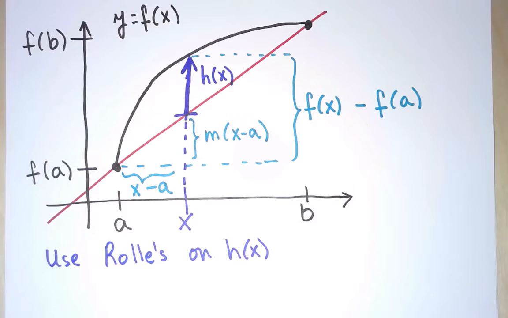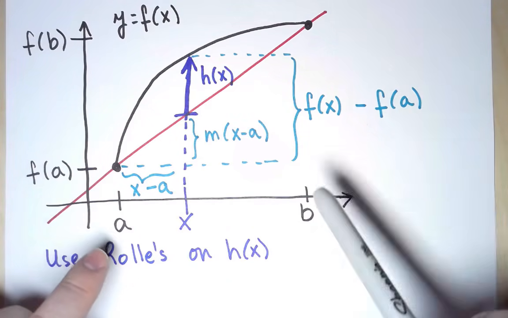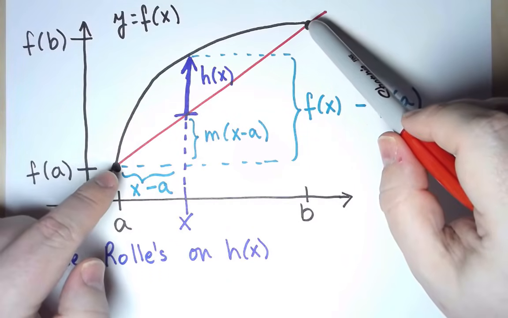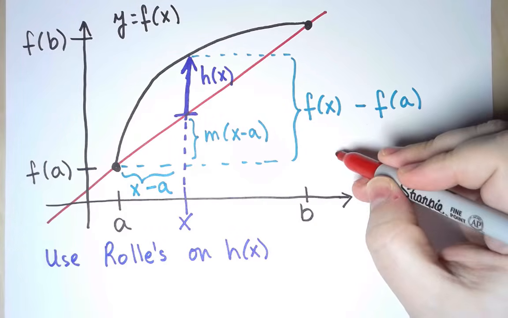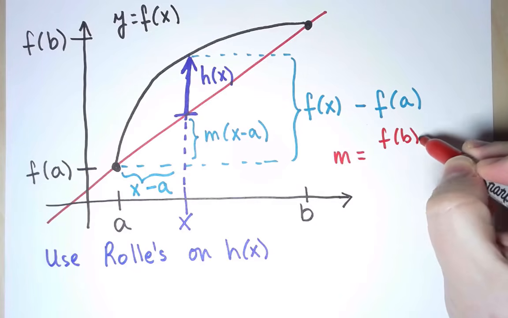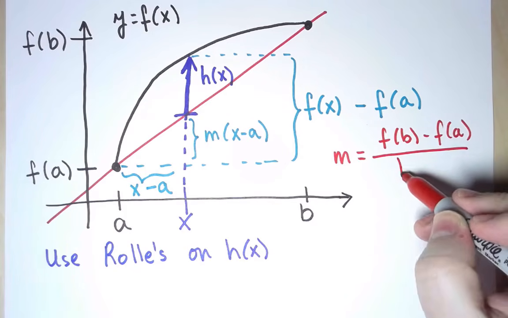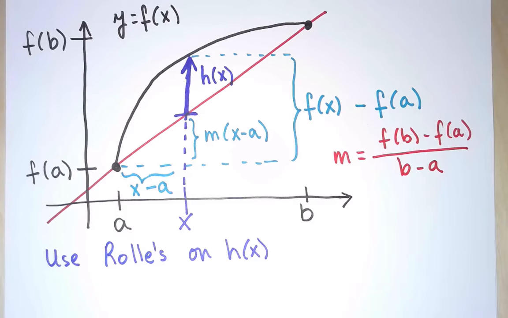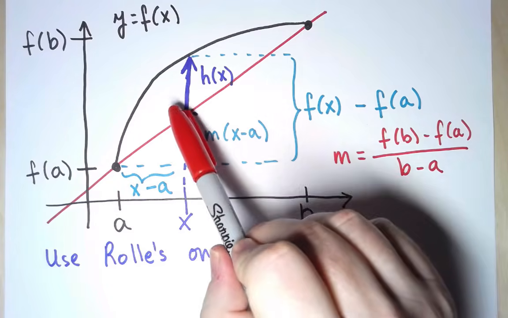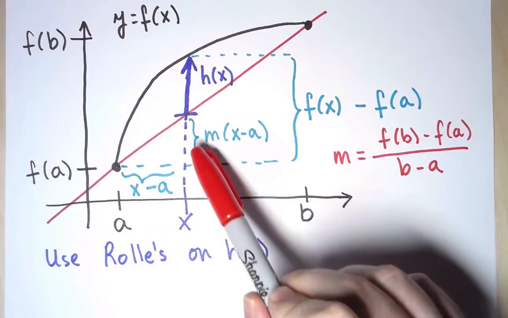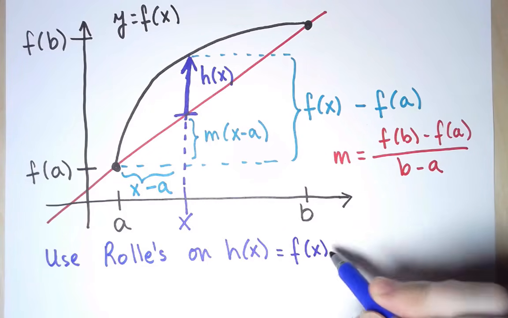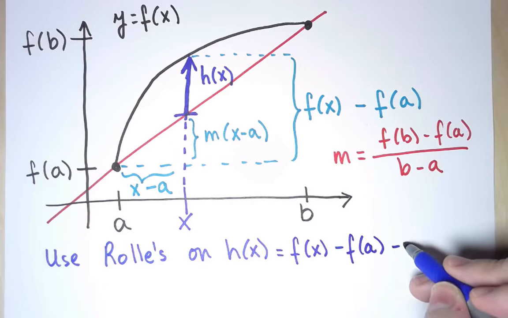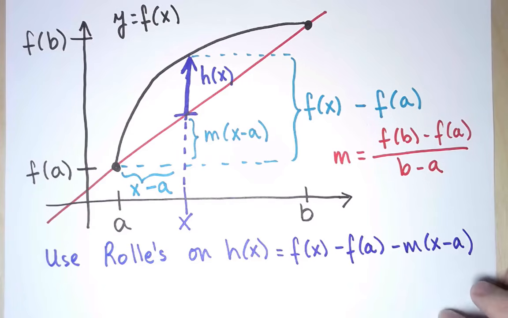But the red line is just the line going through 2 points on the graph of f with x-coordinates a and b. So we know that m equals (f of b minus f of a) over (b minus a). And now I can write h of x explicitly as this quantity minus this quantity. So h of x equals f of x minus f of a minus m times (x minus a). And now I am ready.